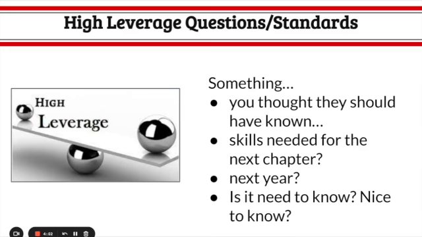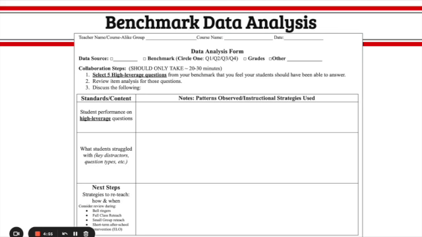Here's a document that's just kind of your standard data analysis document. It has a place to put down who you're talking with and what the data source is, but then it breaks into a couple of different parts. We have the steps right here on the very top. We want to select 5 high leverage questions. We want to review the item analysis for those questions, and we want to discuss the following items that we see here below. These are the steps that we're going to follow. We should make sure it only takes 20 or 30 minutes max to get through this.